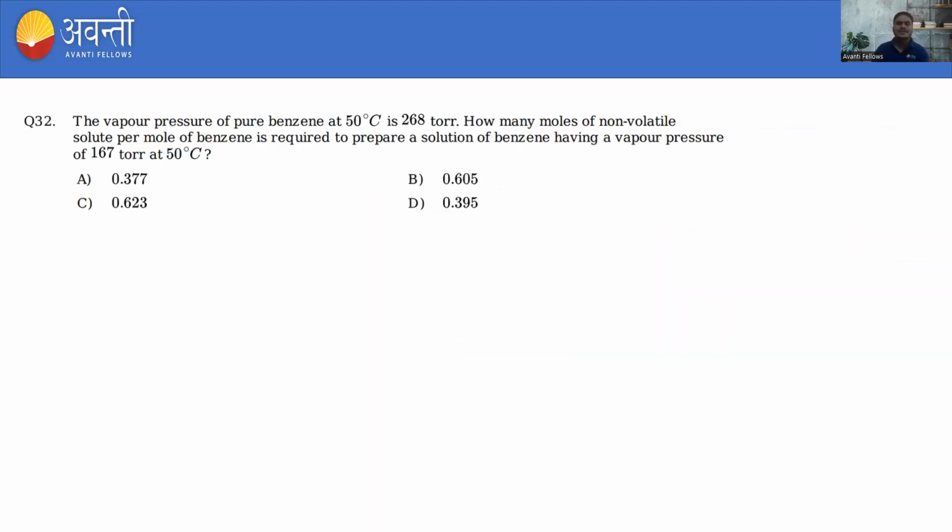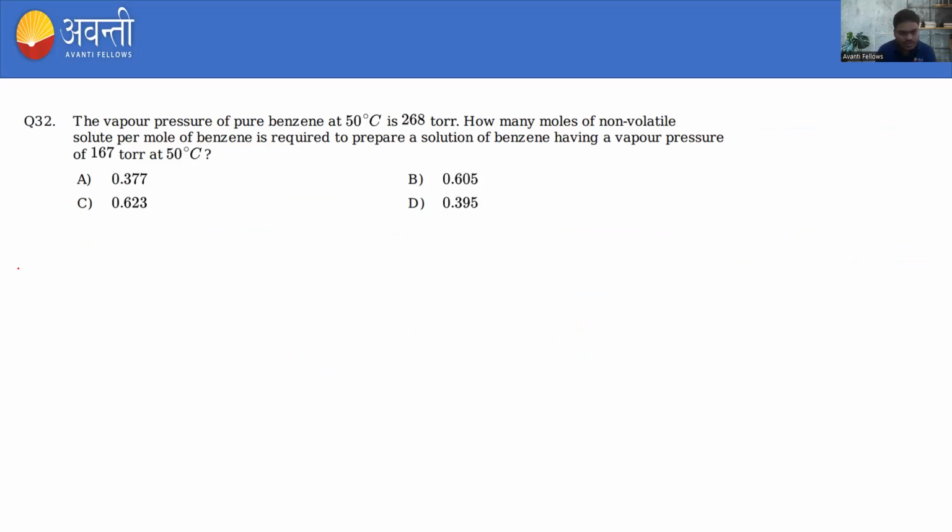Now, move to the next question, that is question number 32. This question is also very, very important. The vapor pressure of pure benzene at 50 degrees Celsius is 268 torr. How many moles of non-volatile solute per mole of benzene are required to prepare a solution of benzene having a vapor pressure of 167 torr at 50 degrees Celsius? So the values are provided and you have to calculate the mole fraction of the solute, right?